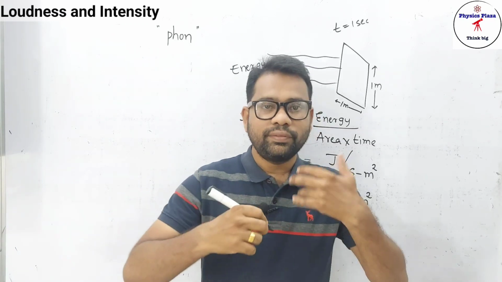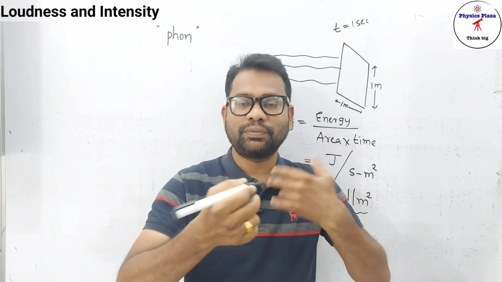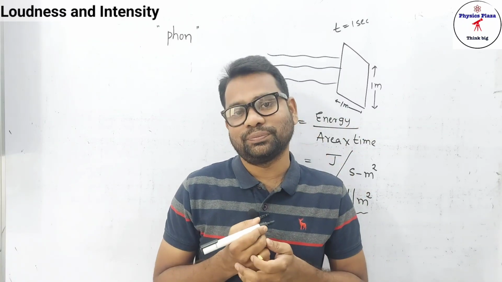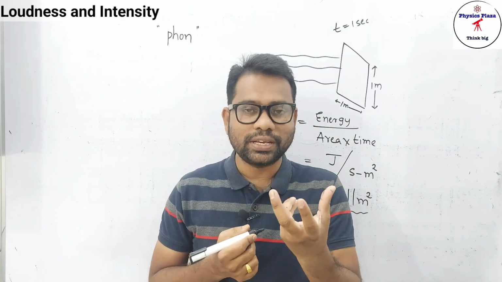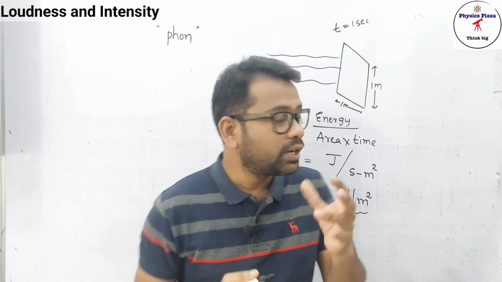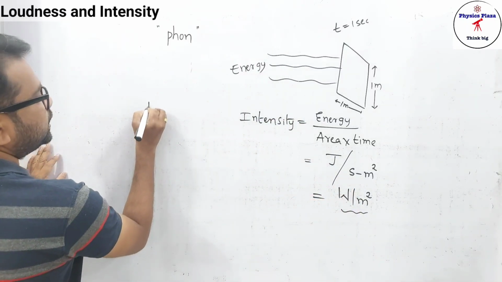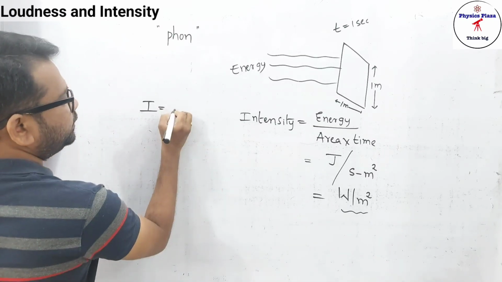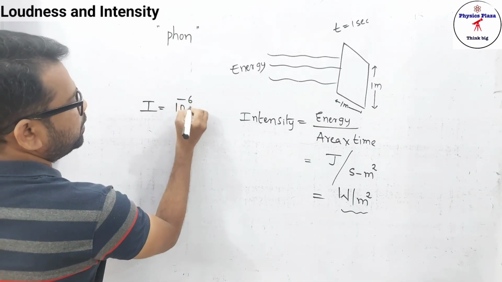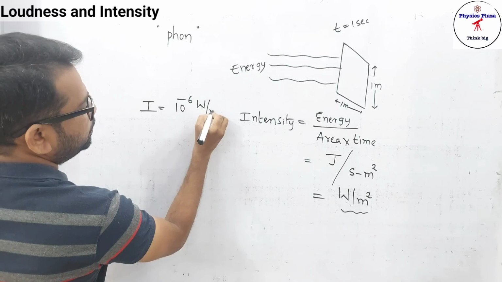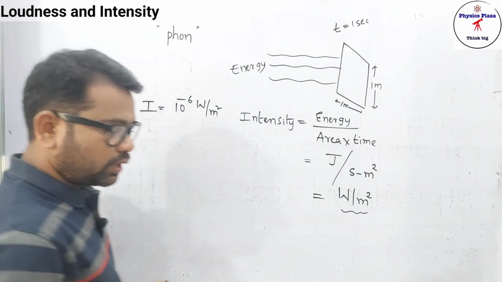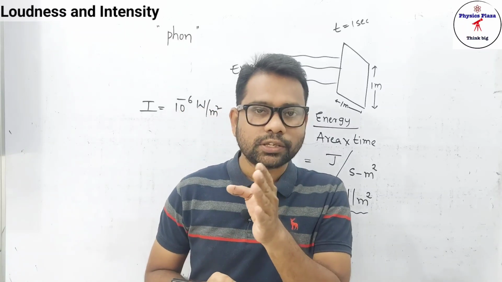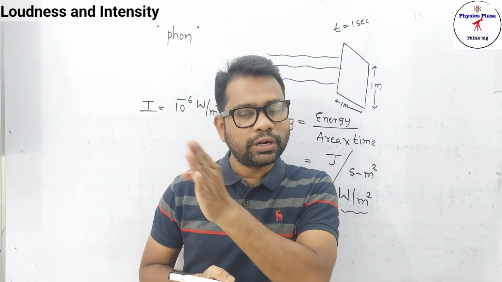Now generally, when we are having a conversation with other persons, what is the intensity of that conversation? So the intensity of a normal conversation between persons is approximately 10 power minus 6 watt per meter square. Children, can we hear all sounds? No, we can't. We can only hear sounds from 20 hertz to 20,000 hertz.